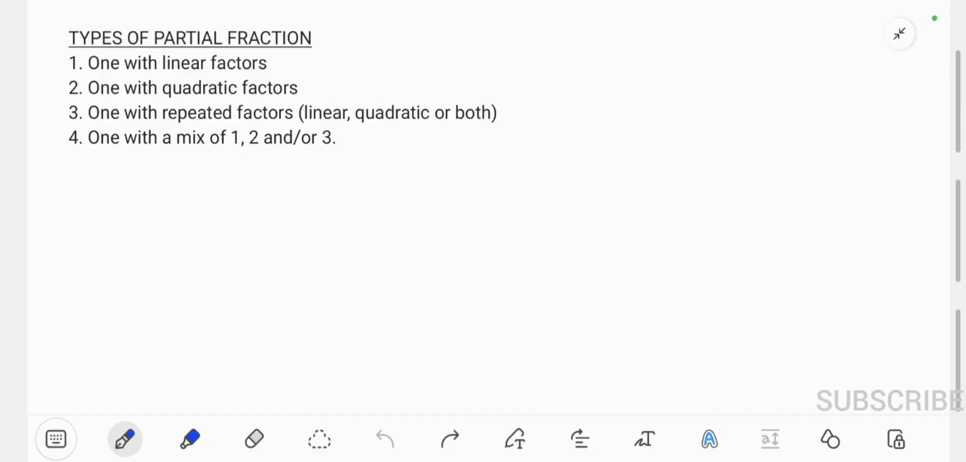Hello everyone, so in today's video we are going to tackle the second part of partial fractions. That is the one which has quadratic factors in its denominator. Just as we did with the first one, the quadratic factors also have a certain form. The form for quadratic factors is somehow like this.